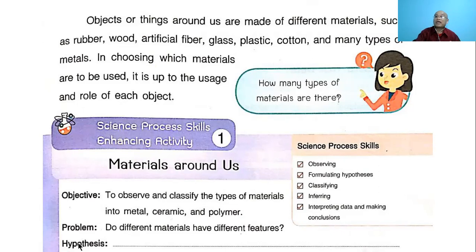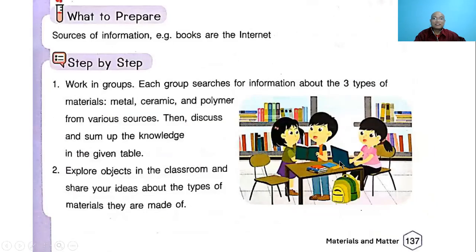If you are to write the hypothesis in science, it is usually negative. And so you say, different materials don't have different features. You can write it that way. Okay, so let's go to the next one.